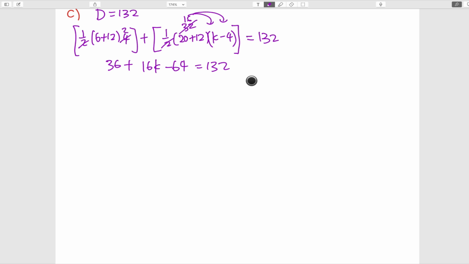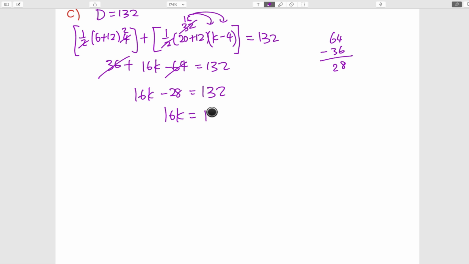And then over here, I can minus first. So it's 64 minus 36. Let's say I'm just lazy to use the calculator. This one will be 4, will be 8. So it's basically 28. So this one minus this one, you get negative 28. So 16k minus 28 equals 132. So 16k is basically plus 28, which is 160. So k is just 160 divided by 16, and then you get k equals 10.